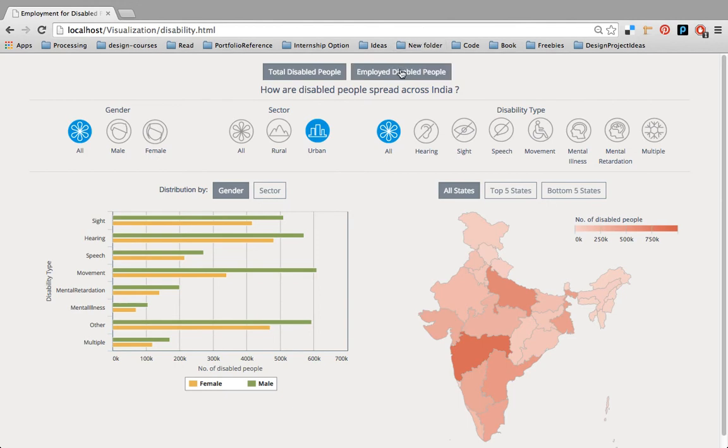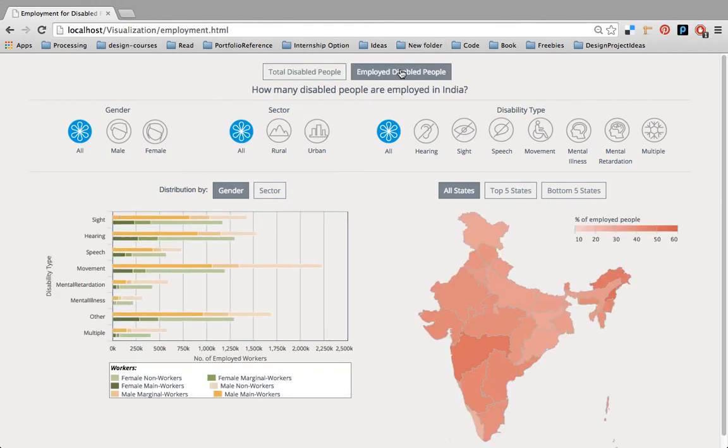Now let's go to the employed disabled people tab. In India, there are three different categories of employment for disabled people. There are main workers who work more than 6 months. There are marginal workers who work from 3 to 6 months. And then there are non-workers who do not work at all.